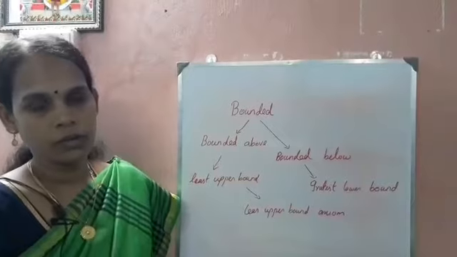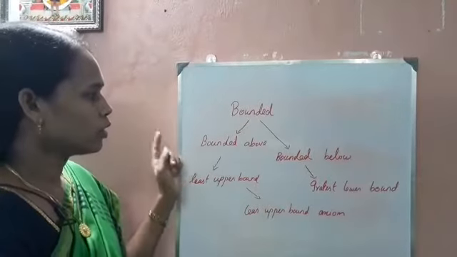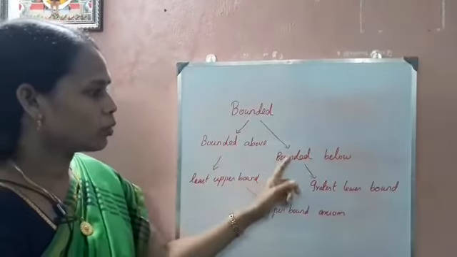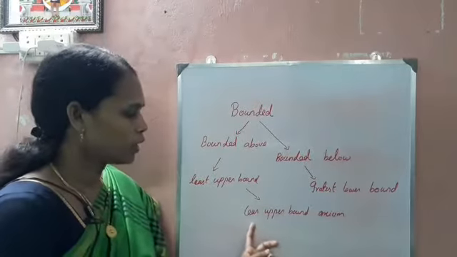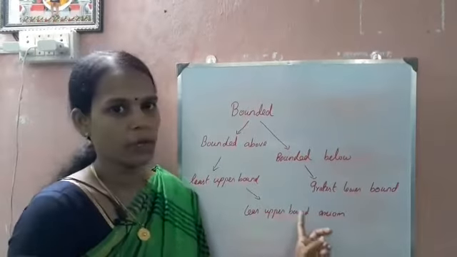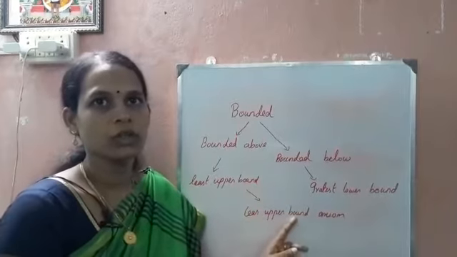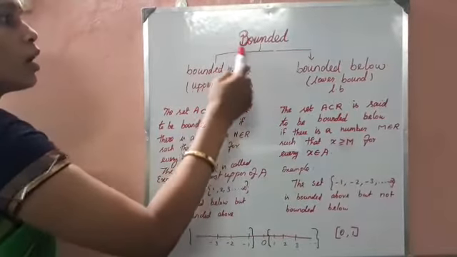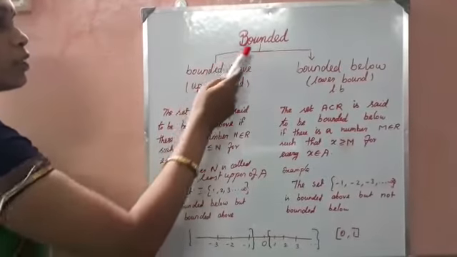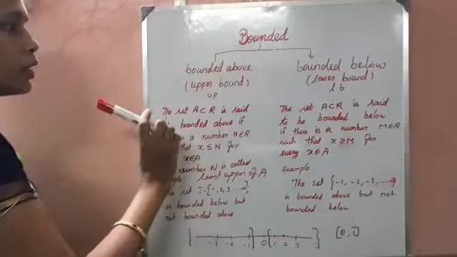In this video, I am going to discuss the topics bounded, bounded above, bounded below, least upper bound, greatest lower bound, and finally the least upper bound axiom. These are the definitions we are going to discuss. Bounded is nothing but satisfying both the conditions of bounded above and bounded below.